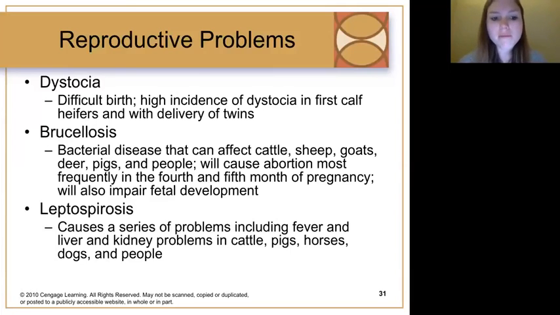Brucellosis is another problem. That's a bacterial disease that can affect different livestock species as well as people, and it will cause abortion most frequently in the fourth and fifth months of pregnancy, and it will impair fetal development. Leptospirosis is also another big one that can cause a series of problems, including fever and liver and kidney damage in livestock and people. So just some to be aware of.